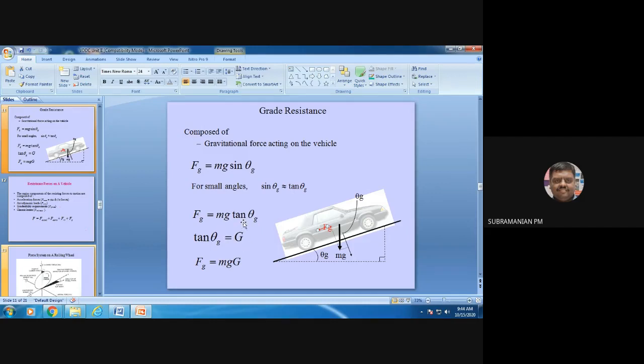Understand carefully: grade resistance is mg sin theta, whereas grade, if I ask you what the grade is, is tan theta. There is another formula for gradability also, which we will discuss later. Please understand, G is nothing but grade, equal to tan theta g. The formula can be asked for 2 marks: what is grade? Grade is different from grade resistance. So tan theta g is G, and you can write the grade resistance as mgG.